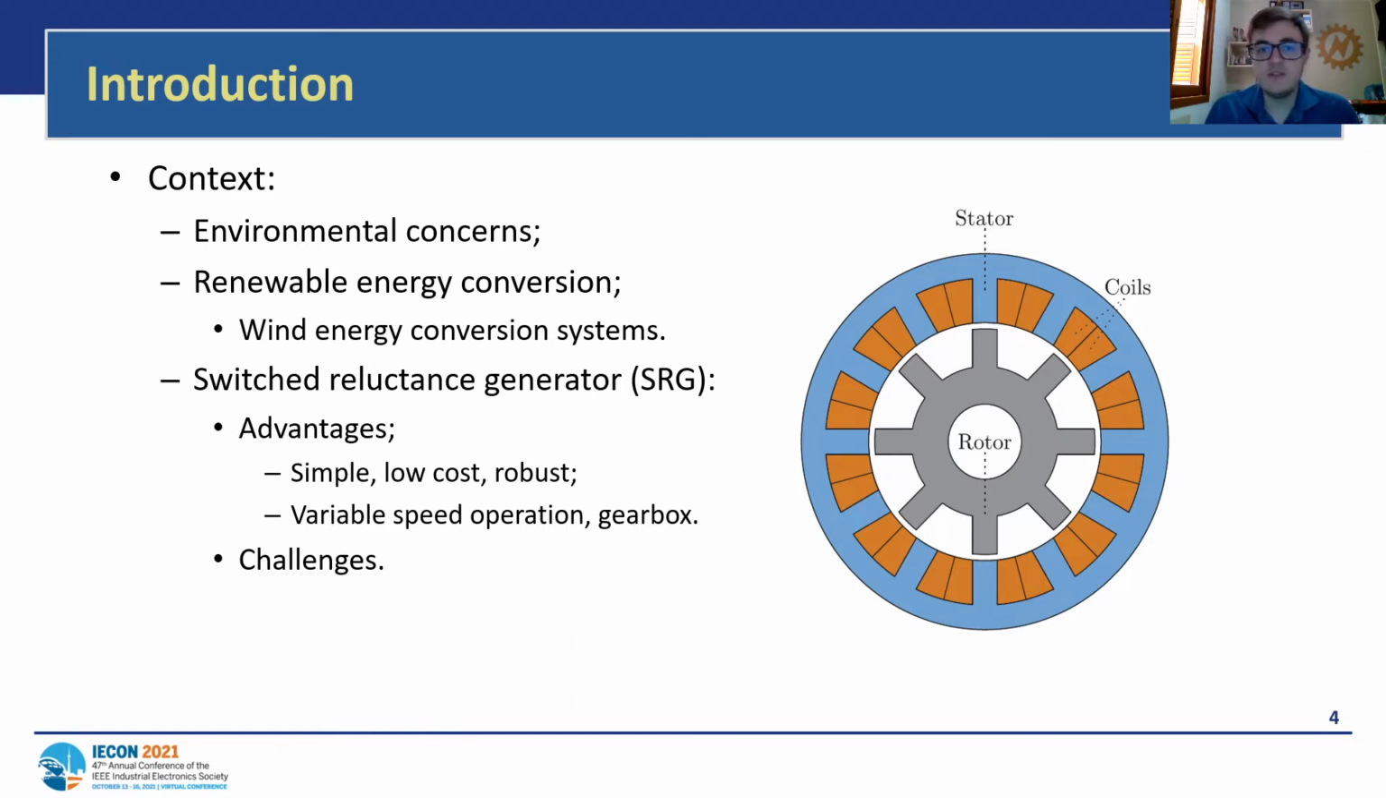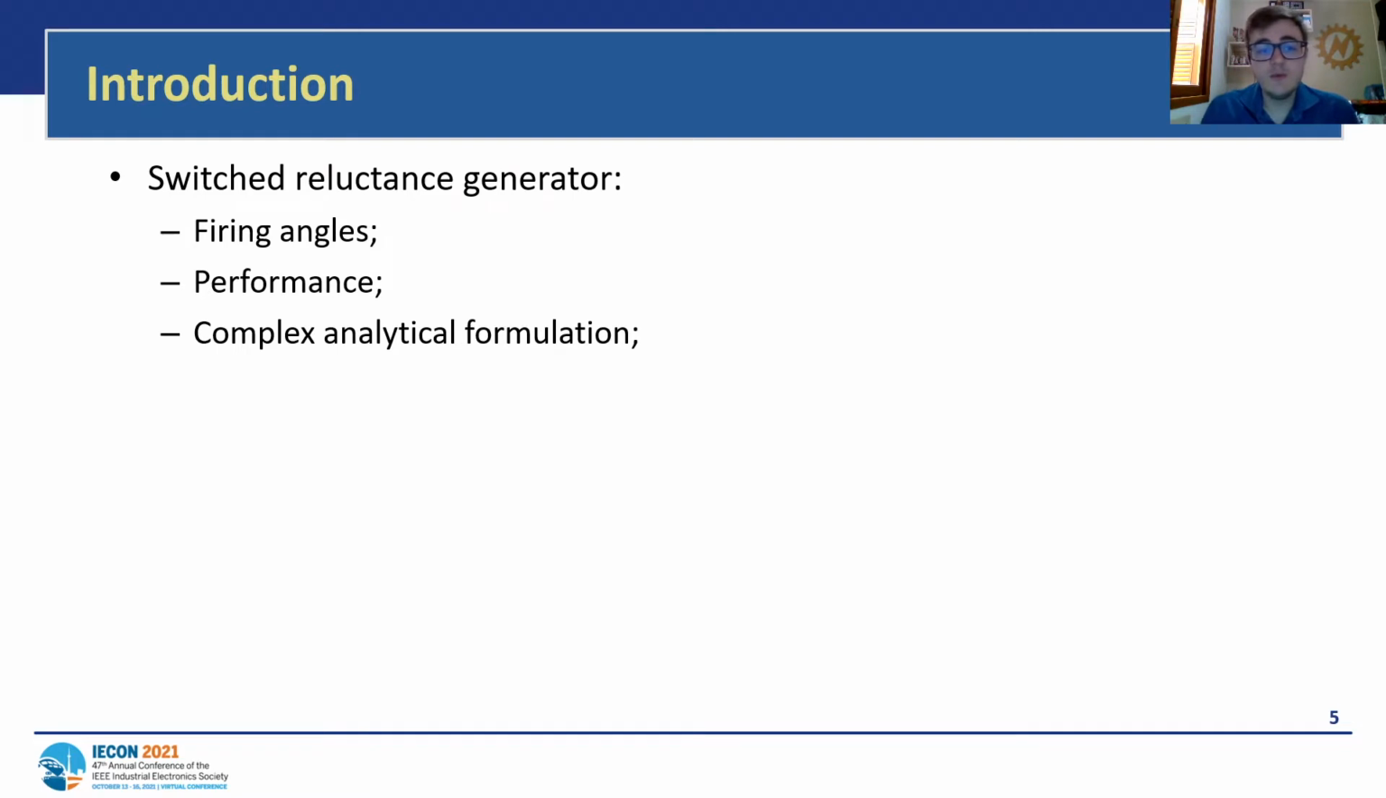However, there are some challenges still to be addressed, such as problems related to torque ripple and performance optimization, for example. The switched reluctance generator presents two additional degrees of freedom, which are its firing angles, and those two variables can be adjusted dynamically in order to improve performance. However, they have a very complicated analytical formulation. This means it's very difficult to determine the angles in an analytical way, so the use of optimization algorithms to determine these angles is a very used approach.